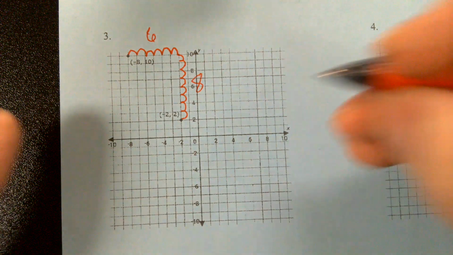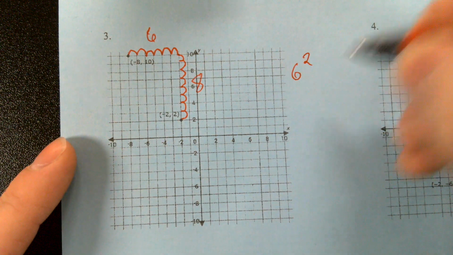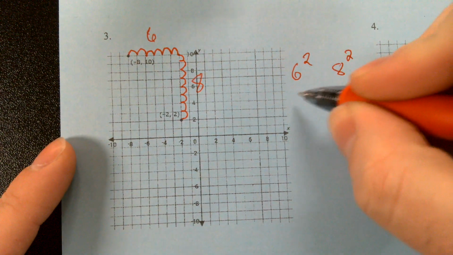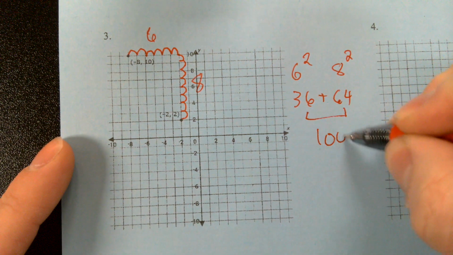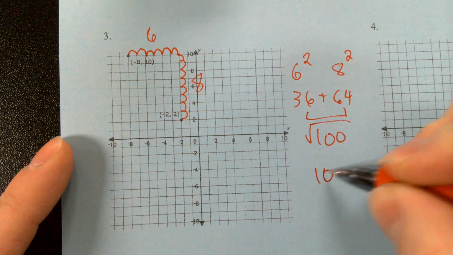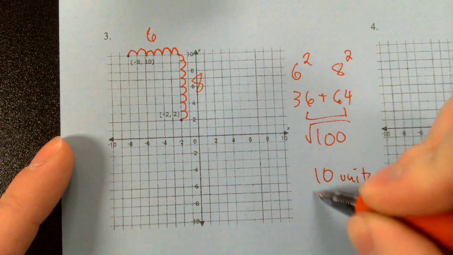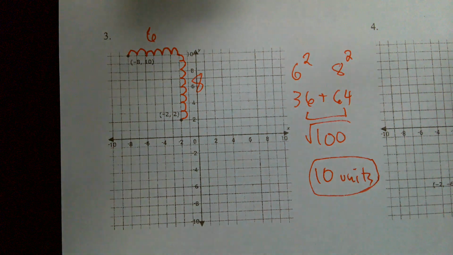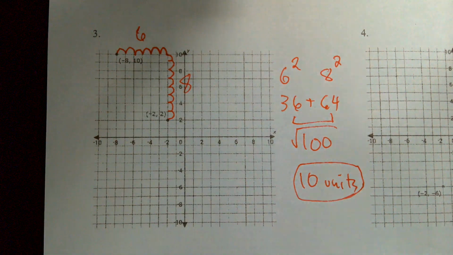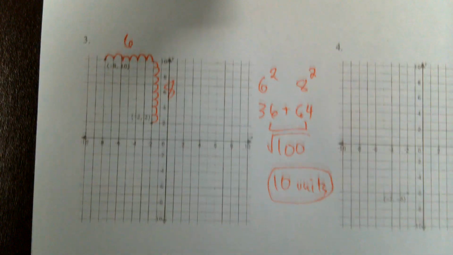6 and 8. 6 squared and 8 squared gives us 36 and 64. Add those up and get 100. Take the square root and we get 10 units. Nice and even, right? Everyone all good so far with those first 2?